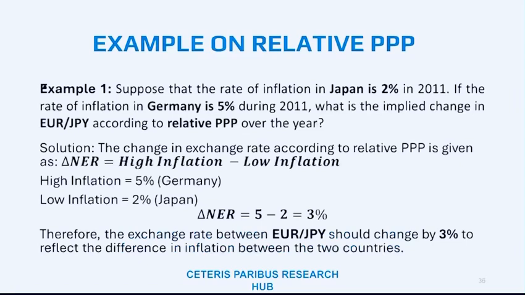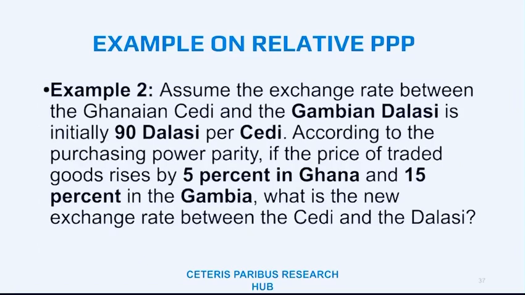So another example again. Assume now the exchange rate between the Ghanaian cedi and the Gambian dollar is initially $90 per cedi. So initially we know the nominal exchange rate between the Gambian dollar and the Ghanaian cedi to be $90 per one cedi. Now, according to purchasing power parity, if the price of traded goods rises by 5% in Ghana and 15% in the Gambia, what is the new exchange rate between the cedi and the dollar?